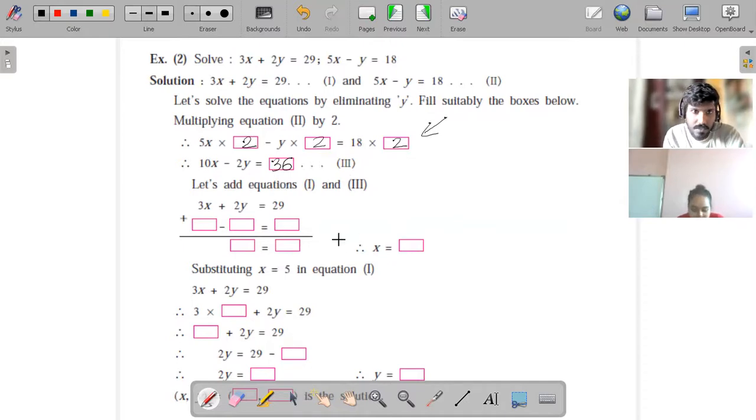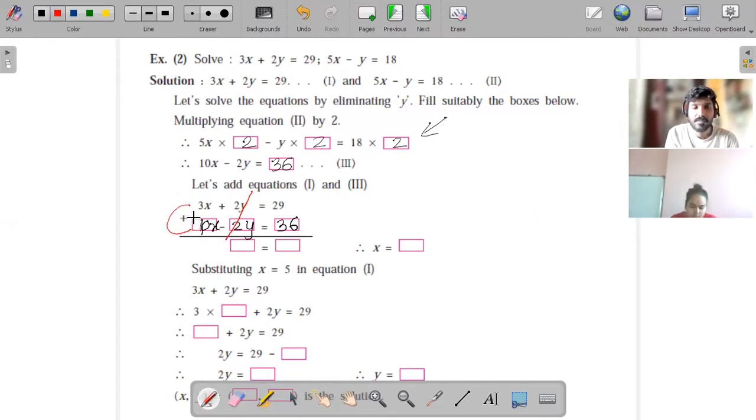Yes. Okay. Now let's add equation 1 and 2. So 3x plus 2y equal to 29 is your equation 1. This is your equation 3. So this itself you copy down here. So this will be 10x minus 2y equal to 36. Is this clear? Yes. Now, if you look carefully, this is cancelled off. And now you have to add this.